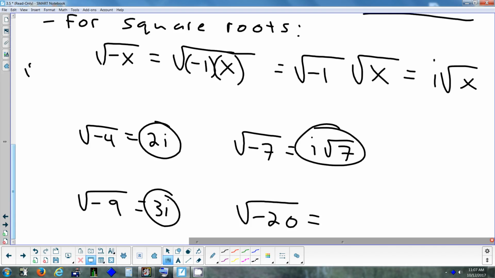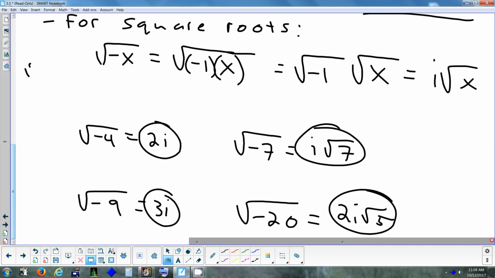And square root of negative 20. So you have to do what you would if it was square root 20, and then just put an i with your answer. Yeah? 2i square root 5. Yeah. So normally this would just be 2 square root 5. But that i also has to come out, so we put 2i square root 5. Perfect. Okay, so any questions on that idea?